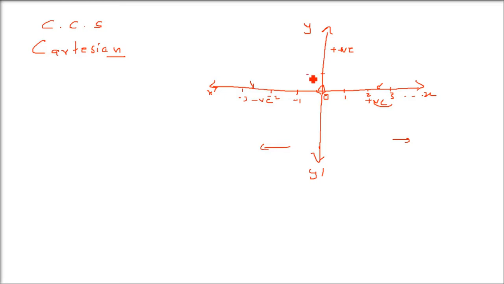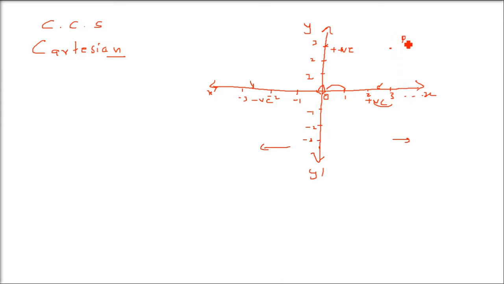Now going up, same thing, that is +1, +2, +3 for the positive y axis. Then we have -1, -2, -3. This is the negative y axis. This is called the Cartesian coordinate system.